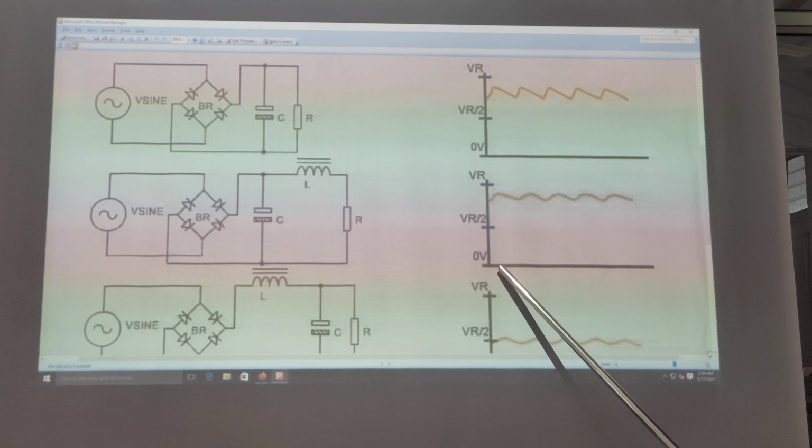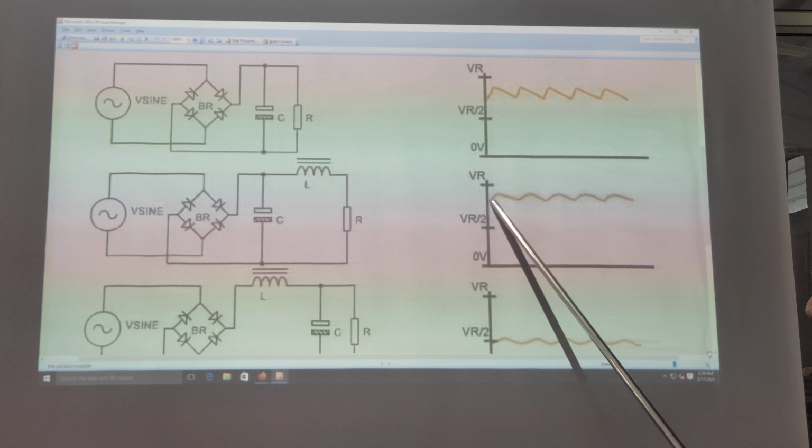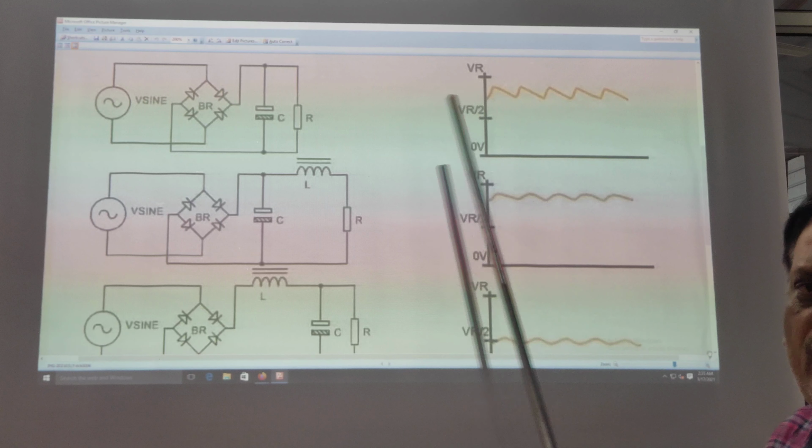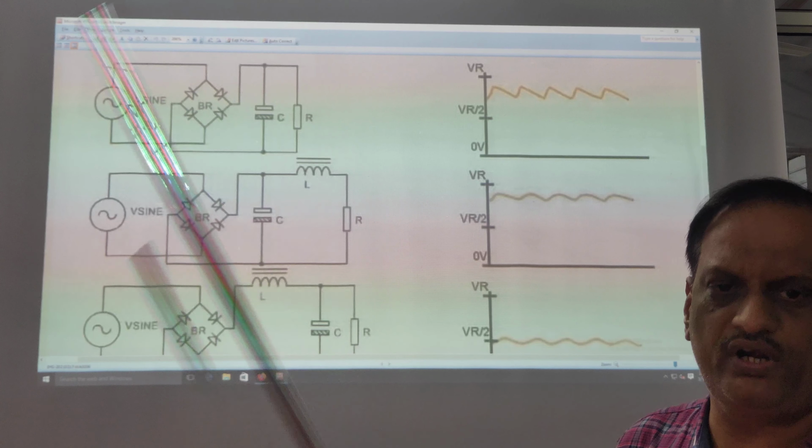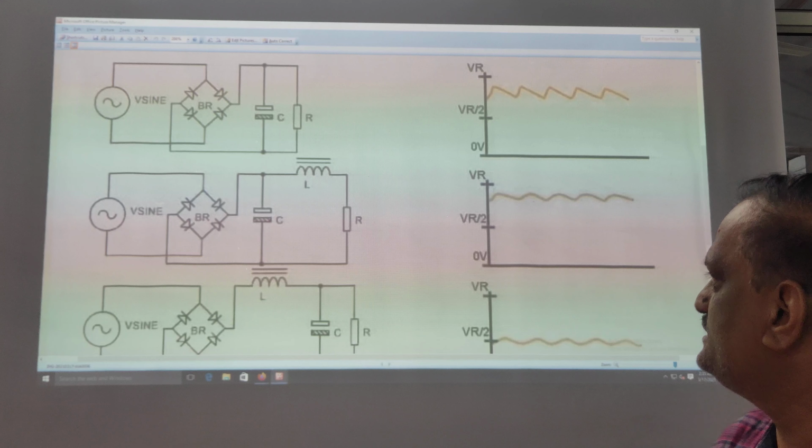Now you can see this is the zero value and this is the maximum value. And if you take the average of this, the average output DC voltage will be somewhat constant output voltage that you are getting across the load resistance.